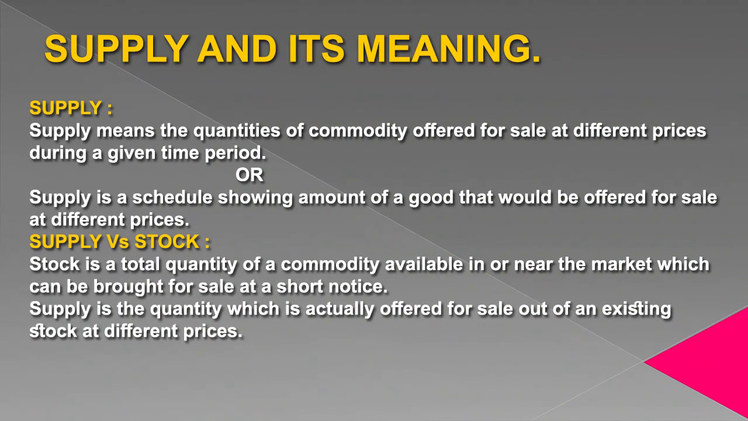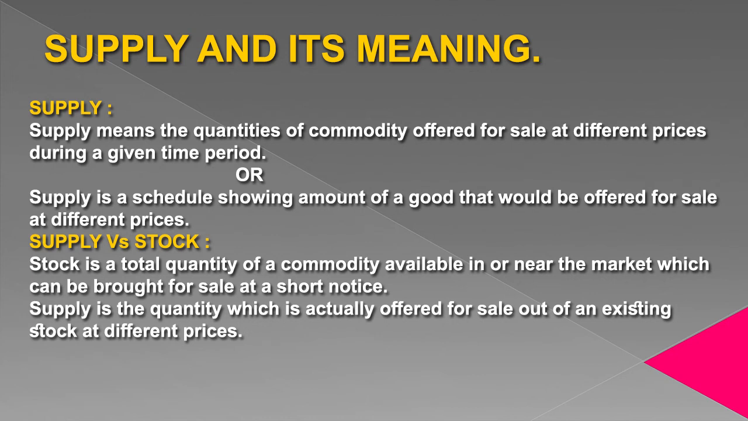Supply and its meaning. Supply means the quantities of a commodity offered for sale at different prices during a given time period. Or supply is a schedule showing the amount of a good that would be offered for sale at different prices. Now, supply versus stock. For a common man, the words supply and stock of a commodity may have the same meaning, but a student of economics needs to distinguish the two terms.